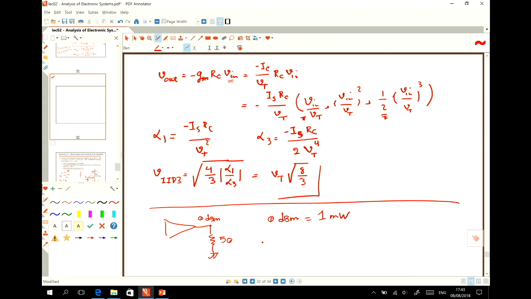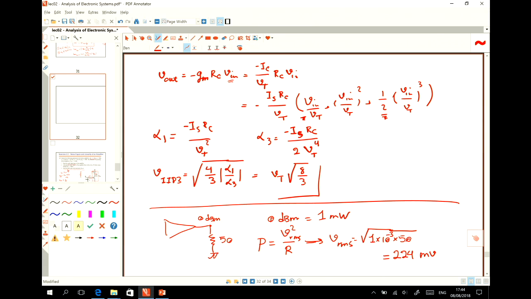And then the power equals V squared over R. What's this V? V RMS squared over R. So V RMS equals the square root of 10 to the power minus 3 multiplied by 50 ohm. Can you tell me what this value is, if you have a calculator? 224 millivolt. This is V RMS.